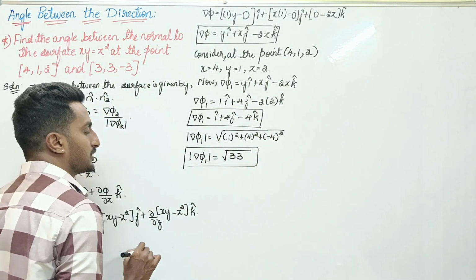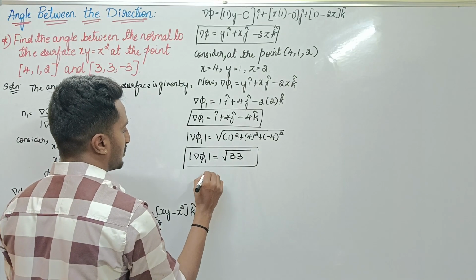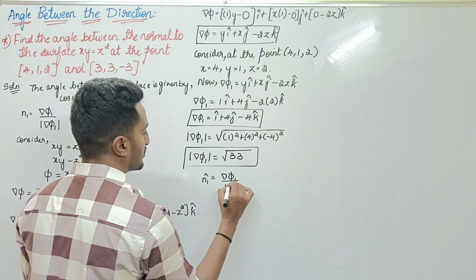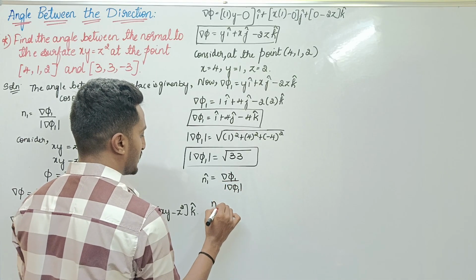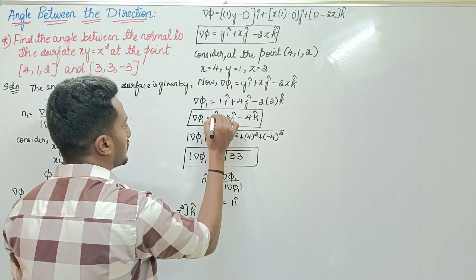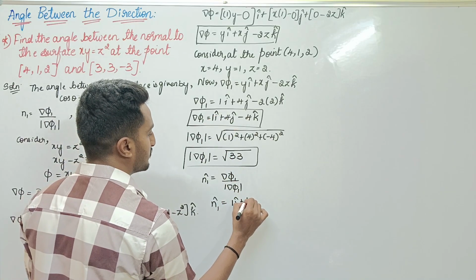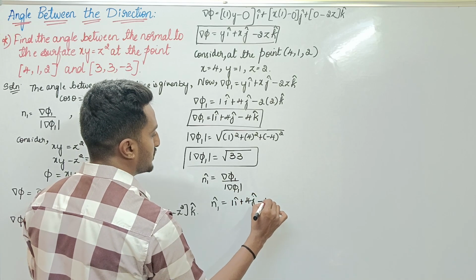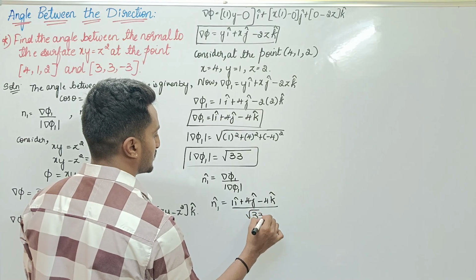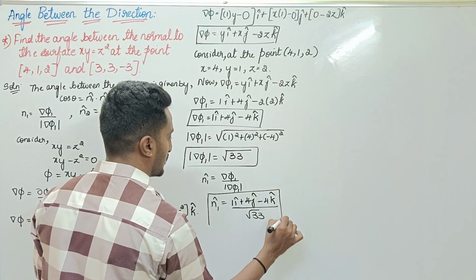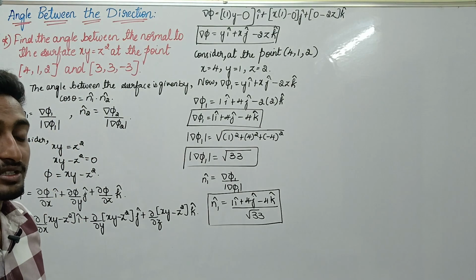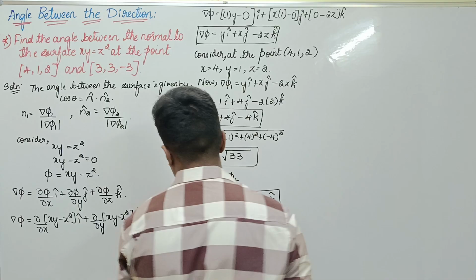This is our modulus of gradient phi1, where we represent the unit normal vector n1 cap, that is gradient phi1 divided by modulus of gradient phi1. So n1 cap is equal to (1 i cap plus 4 j cap minus 4 k cap) divided by root 33. This is our first unit normal vector. Similarly, let us repeat it for the second unit normal vector n2.